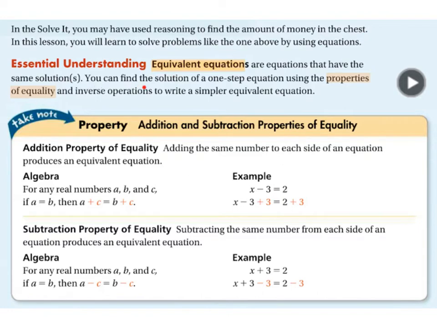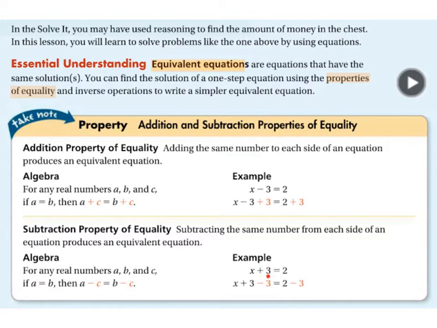Okay? Now you can find a solution to a one-step problem using properties of equality. And also, and this is big, inverse operations. And we're going to get into this because you absolutely must understand that. Okay? And then that's to write a simpler equivalent equation. So addition property of equality basically says that if you have something that's equal, then you can add the same amount to both sides and it remains equal and it's an equivalent equation. Likewise with the subtraction property of equality, if you have something that's equal, A equals B, then if you subtract some equal amount from both sides, it's still going to be an equivalent equation.